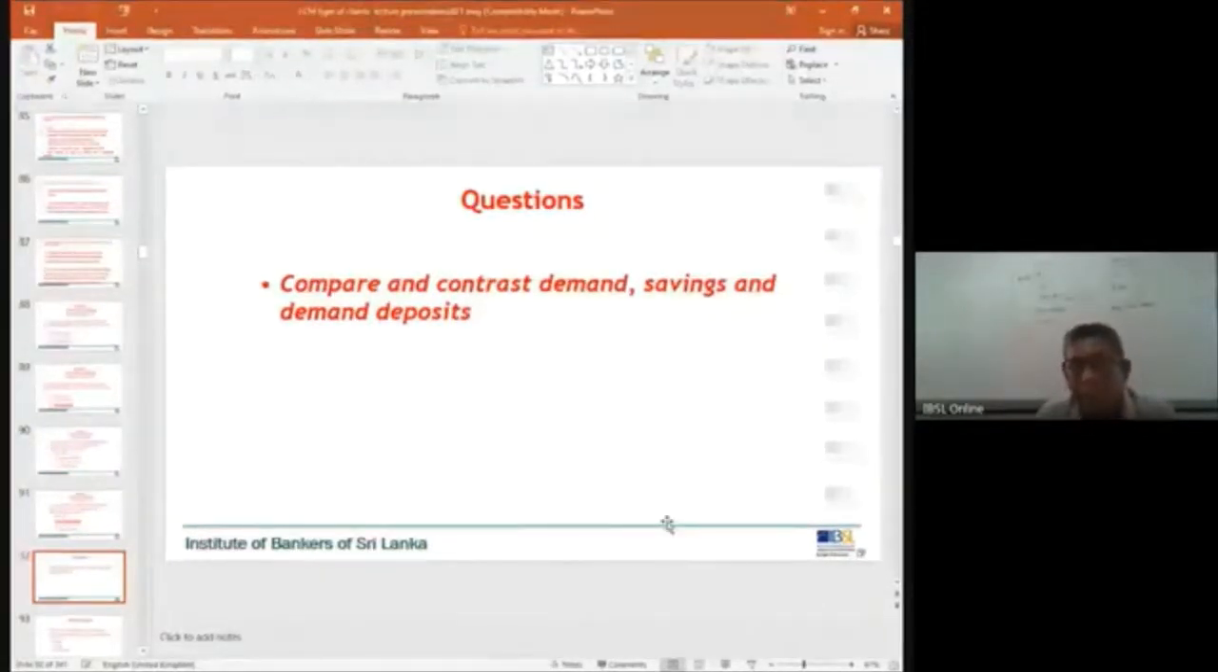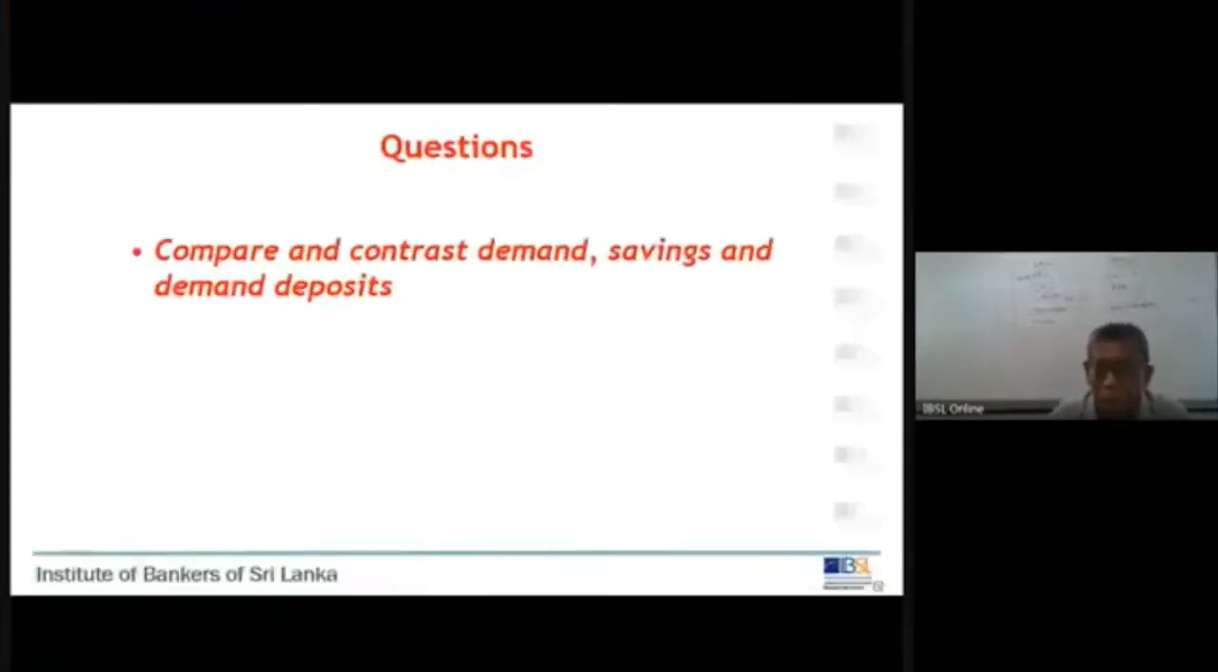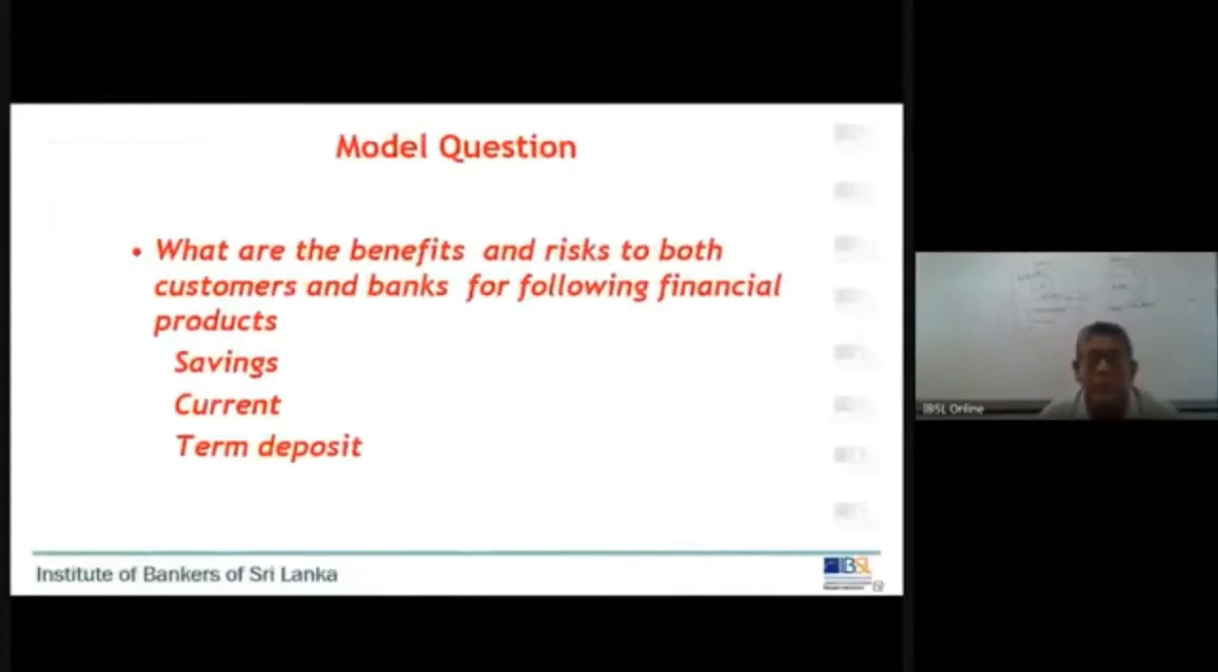Compare and contrast demand, savings, and demand deposits. The characteristics of these products, I think you can do, right? Okay, let me now move to another question. What are the benefits, risks, and both?